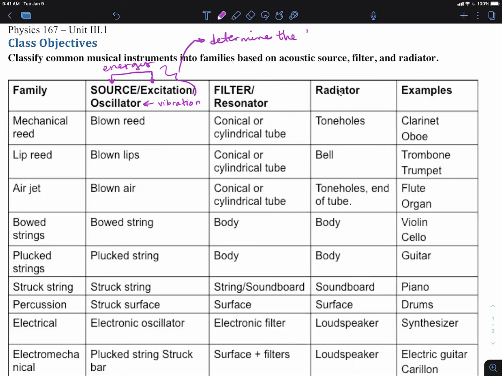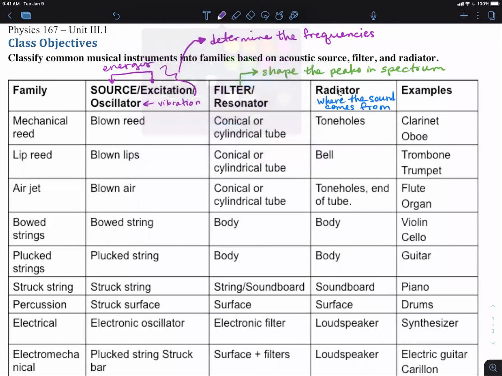So this here, the source and the oscillator, these determine the frequency partials, like exactly which frequencies they are, if they're harmonic, okay? Then the filter, just like the vocal tract did before with the formants, this shapes the spectrum, the peaks in the spectrum. Okay, and then the radiator is where the sound comes from that we hear. And then the example is to help you know which instruments we're putting in these different instrument families.